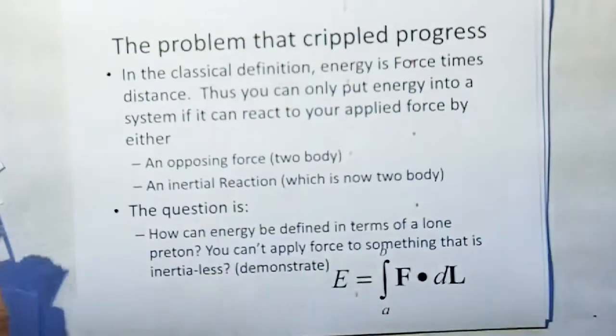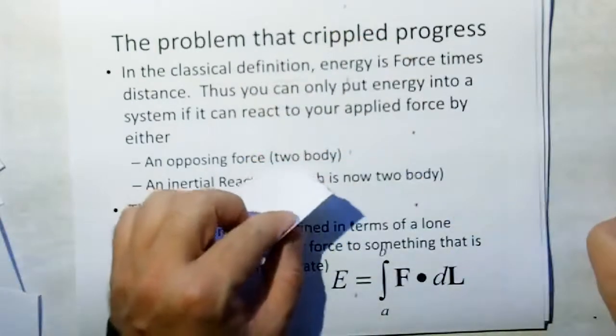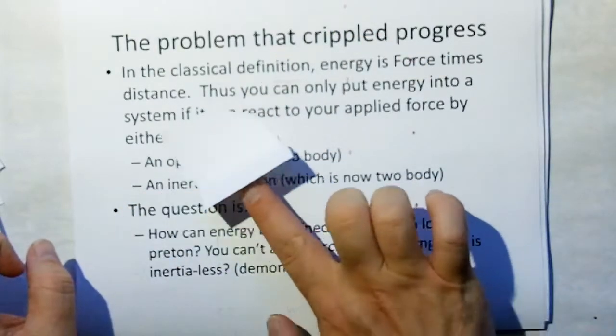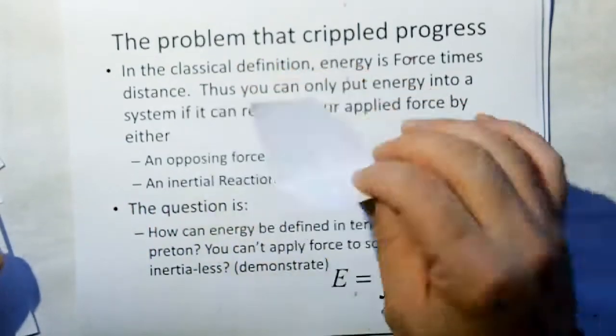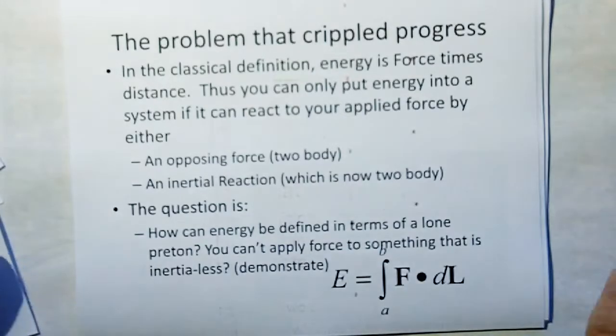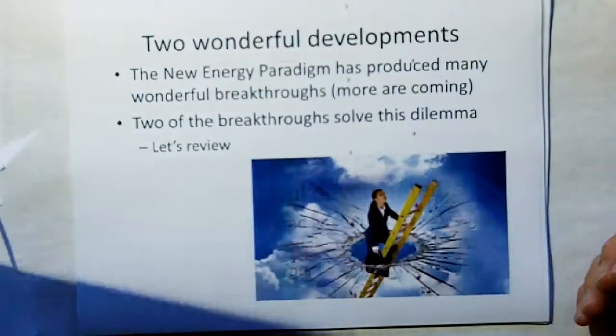Okay, so if the force that I'm applying times the distance is the energy, I'm putting a lot more energy into this than I'm putting into this over the same distance, because I can't even feel the reaction force. And so the question is, how can you put energy into something that doesn't react to you? A proton has no reaction. According to the definition of proton, it has no inertia.